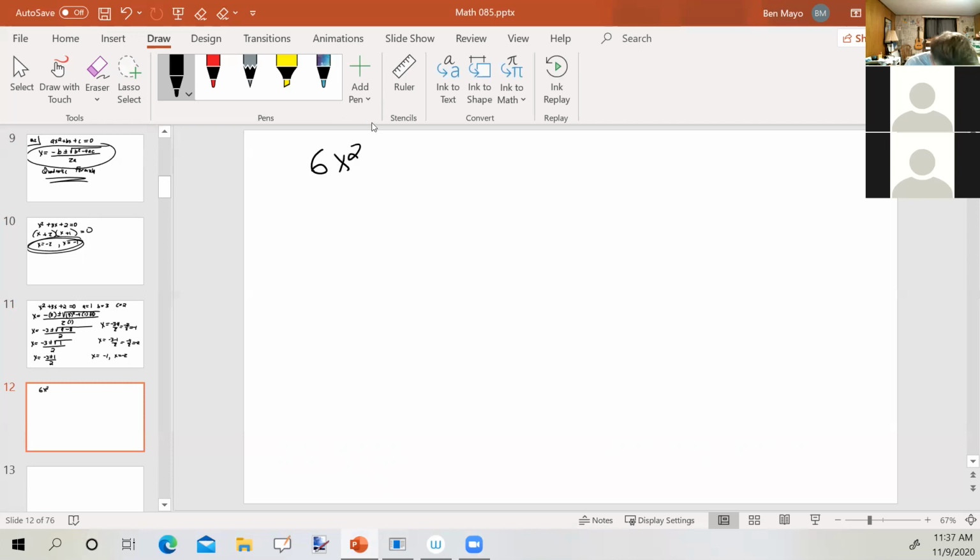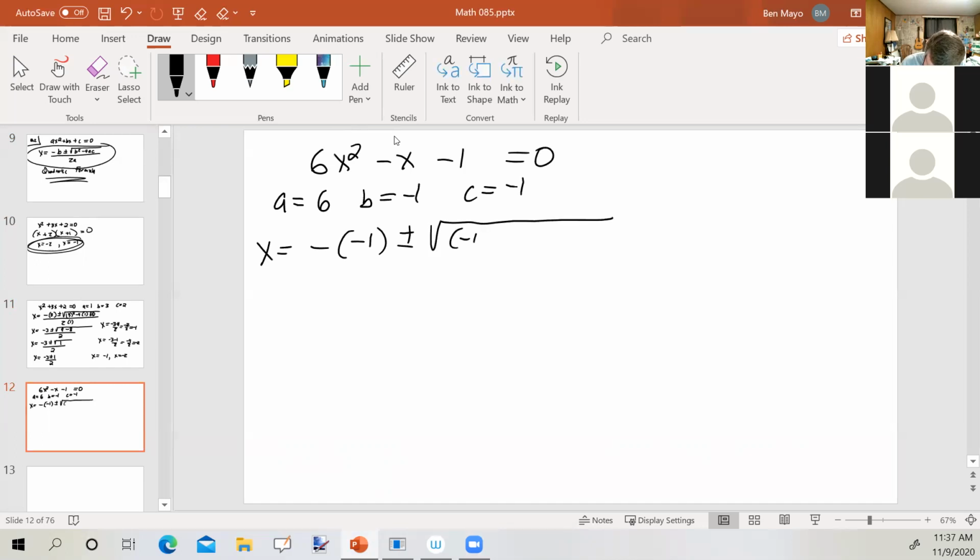6x squared minus x minus 1 equals 0. So we have a second-degree equation in standard form. A is 6, B is -1, and C is also -1. x equals -b plus or minus the square root of b squared minus 4ac, all over 2a.